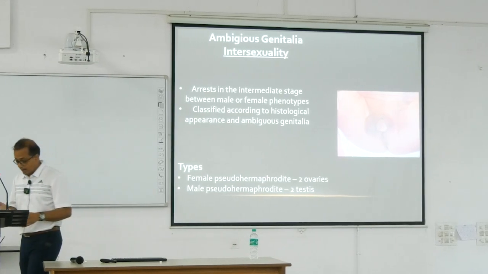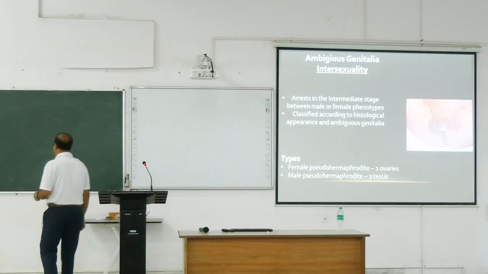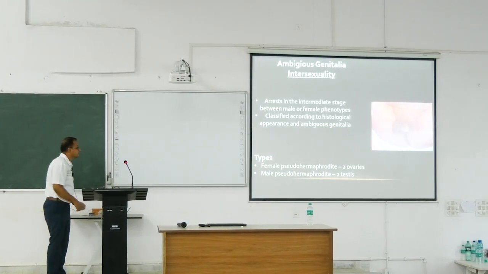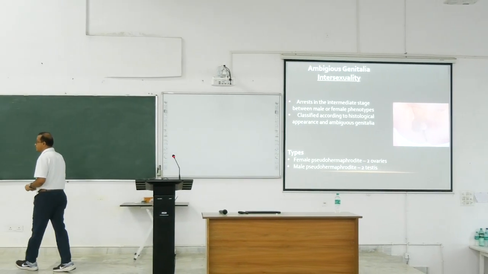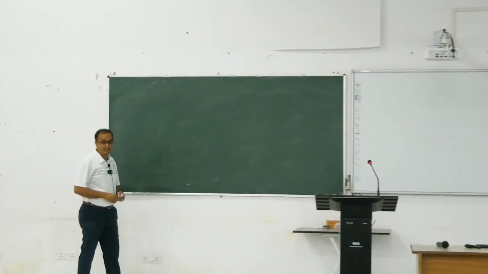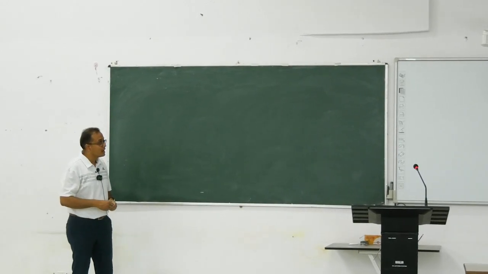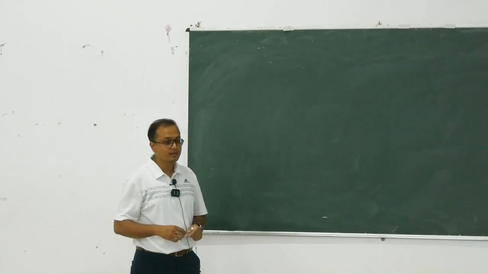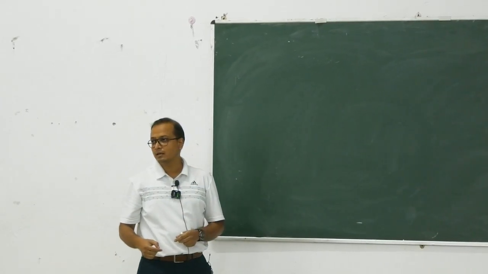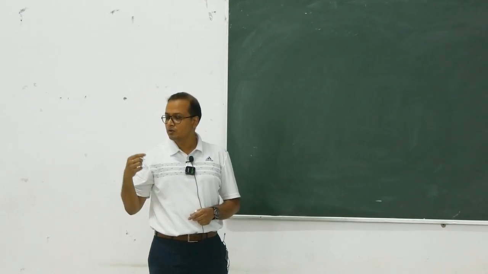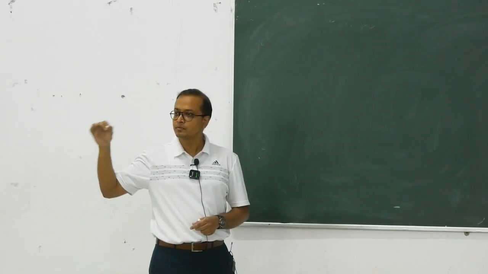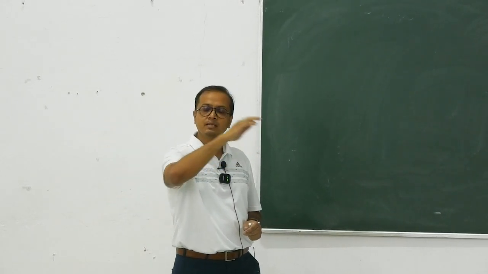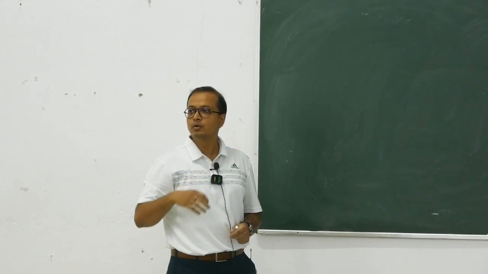Now coming to this entity, we call it ambiguous genitalia or pseudo-hermaphrodite. This is also commonly called intersex. So this entity is known as intersex error or sexuality error or ambiguous genitalia. What do we mean by ambiguous genitalia? It means that genotypically this person is XX or XY, but the phenotypic representation is the opposite, and then we call it ambiguous.